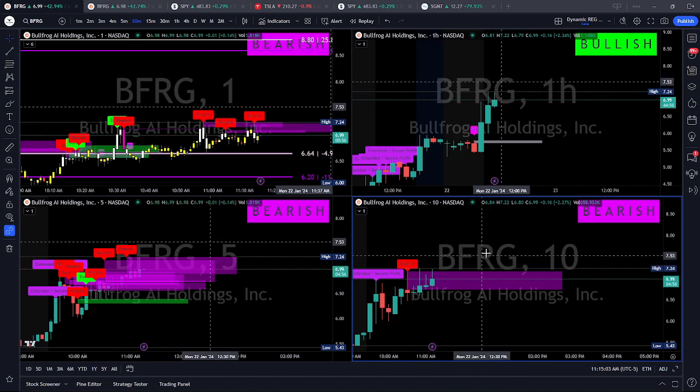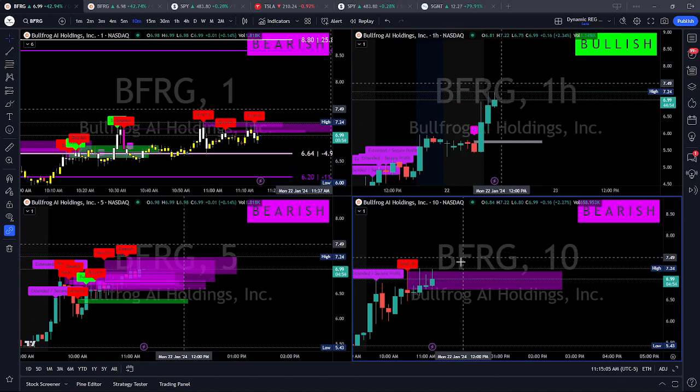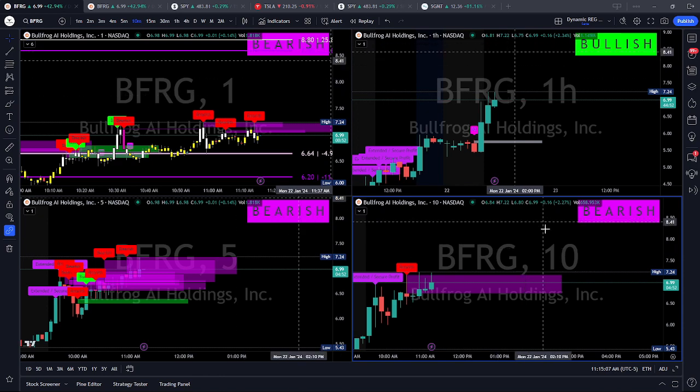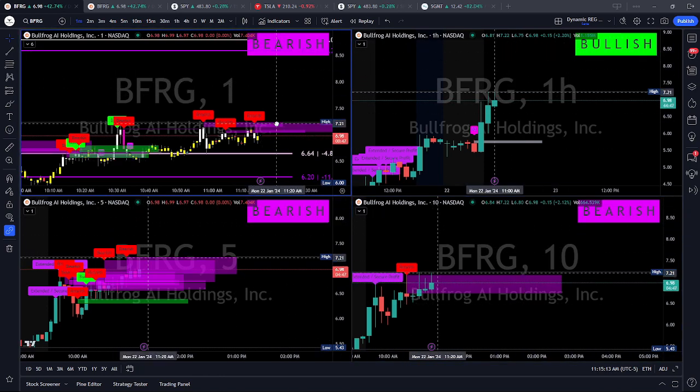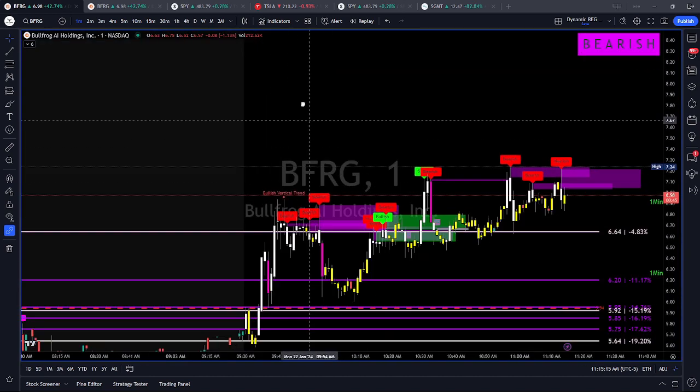So close over, bullish, close beneath is bearish. Right now we can see 5-minute bearish, 10-minute bearish. 1 hour is actually bullish, and the 1 minute is bearish. Now, 1 minute is going to give you more signals, guys. That's just the way it is.